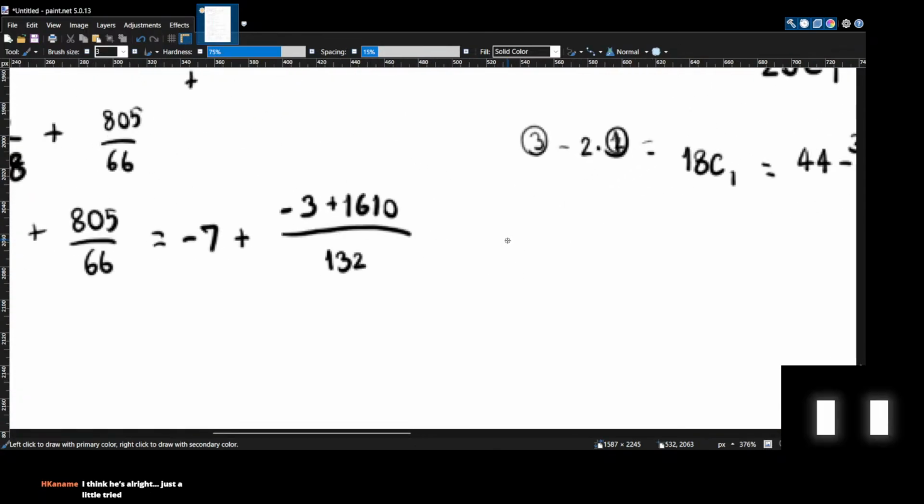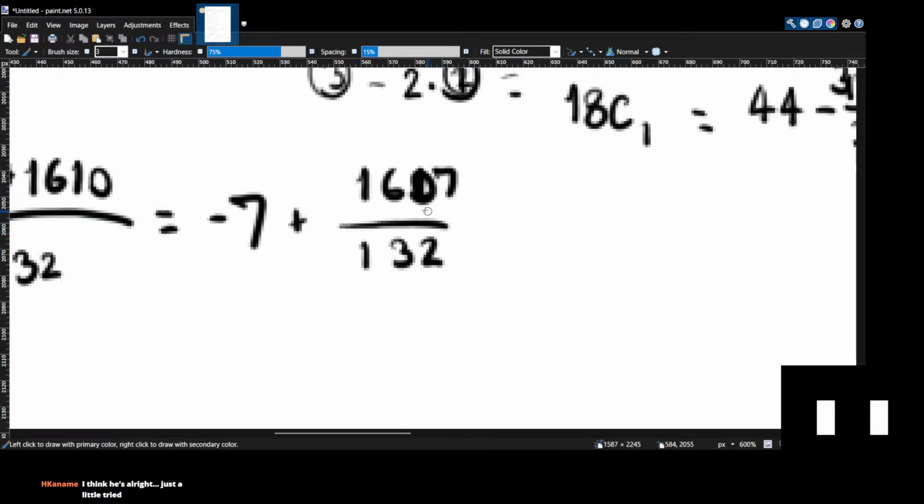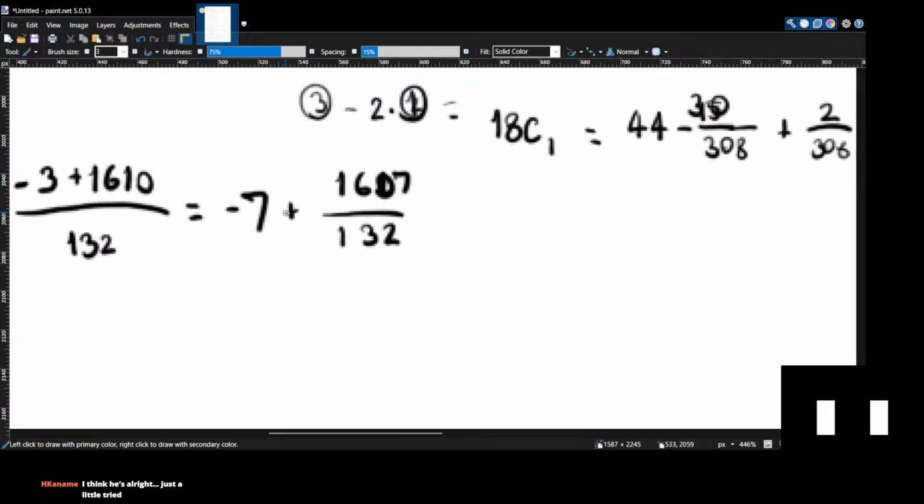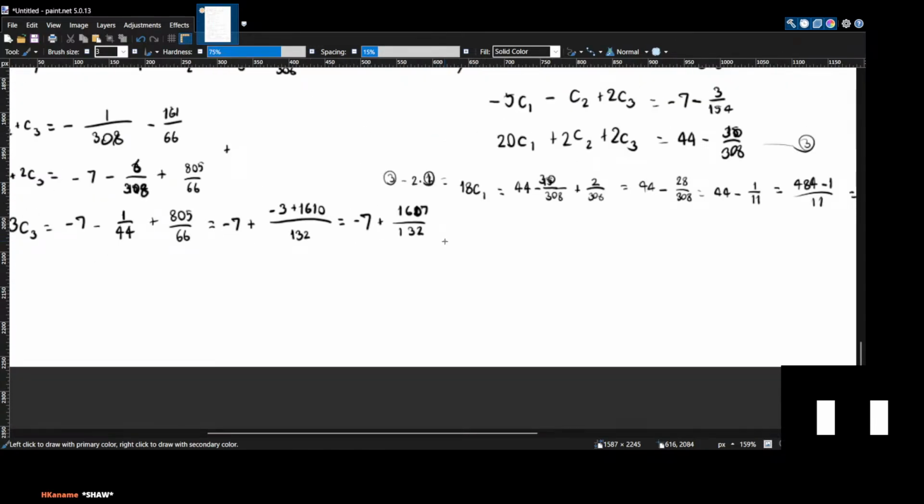Okay, just calm down. It'll be all right. This will be 1607 divided by 132. And is there anything that we can do with this one? I think it's alright, just a little hard. Okay, if I divide this by 11, can I do that? That's gonna be 5, and then we're gonna have 44, so we have 6, 7. Nope, you can't. We're doomed. This is it, guys. We're done.